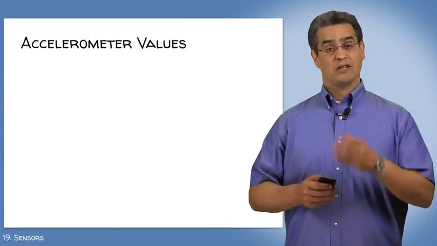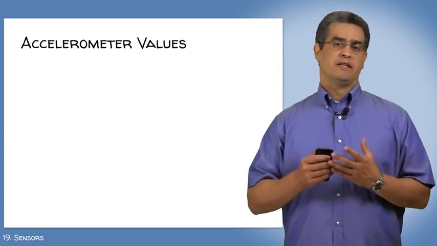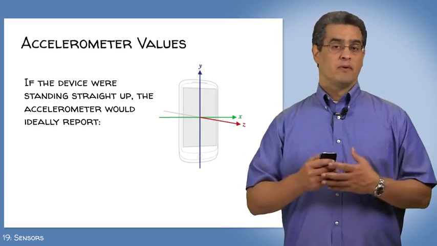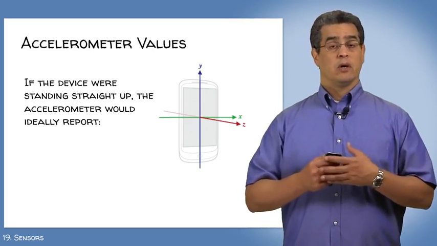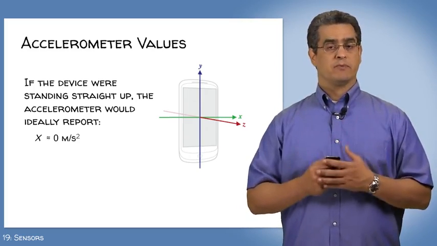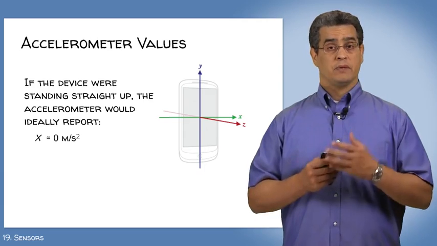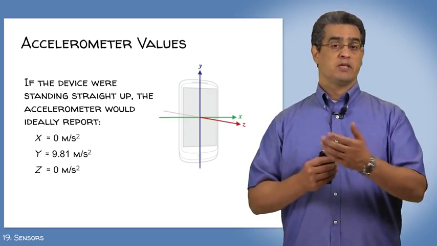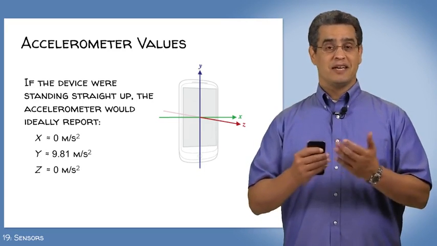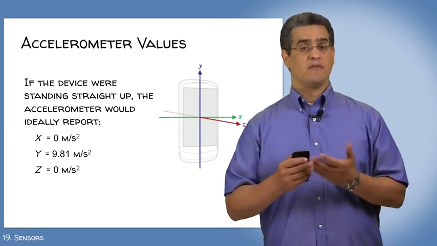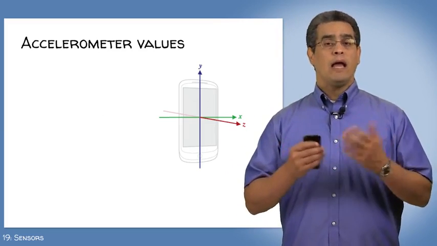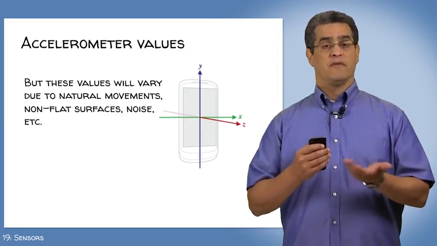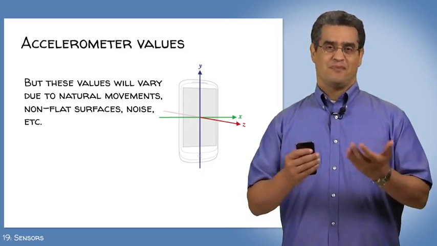In the example application that we just looked at, I tried to hold the device perfectly straight up. And if I'd been able to do that, the accelerometer would ideally have reported values around x equals 0 meters per second squared, y equals 9.81 meters per second squared, and z equals 0 meters per second squared. But as you saw in the example application, the accelerometer's values fluctuated. All applications will experience this kind of thing due to natural user movements, non-flat surfaces, electrical noise, and so forth.